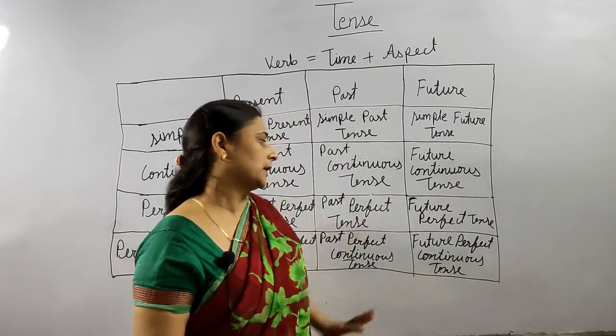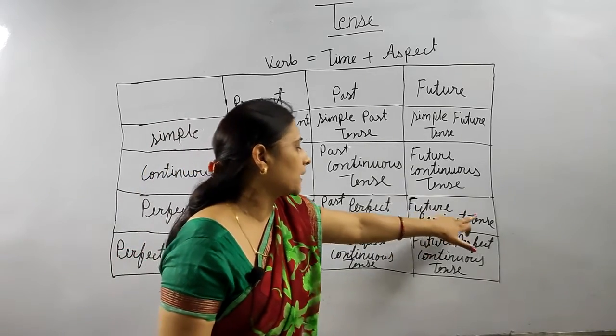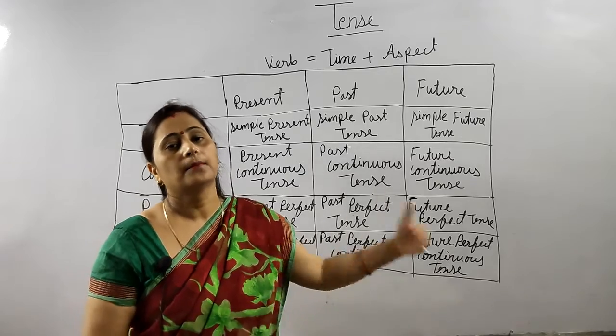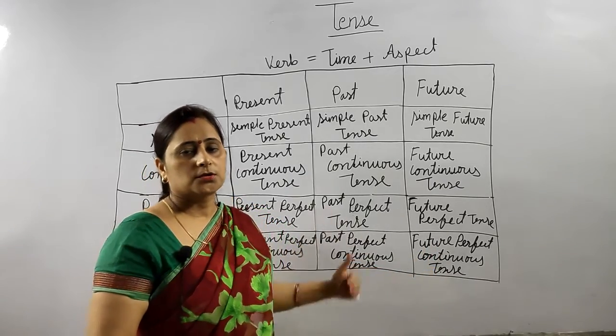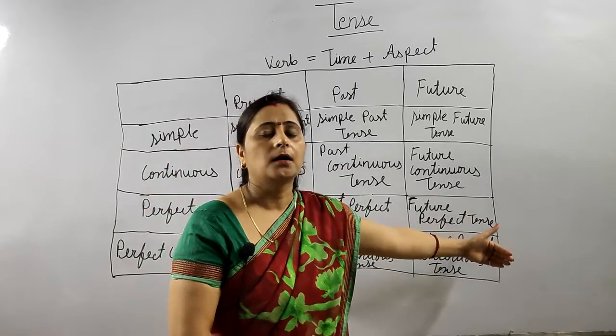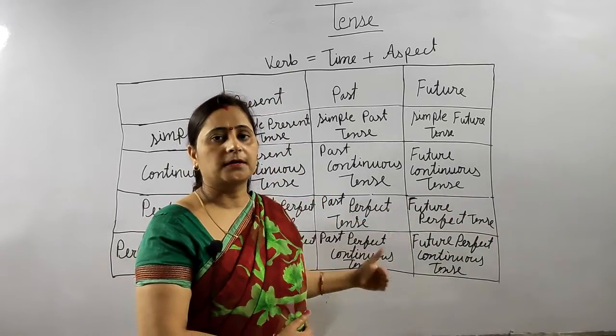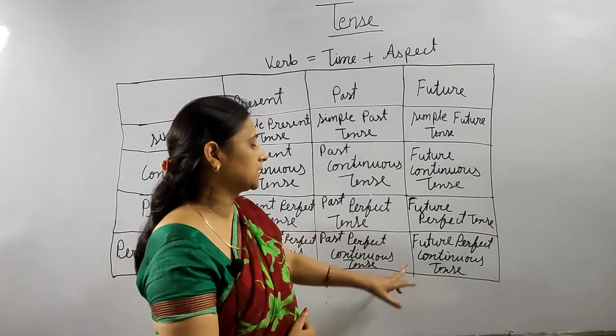This is the future continuous tense. And the future perfect tense. Again, in the future, will have done. She will have done her project. She will have just completed her project, done her homework, like all these things.